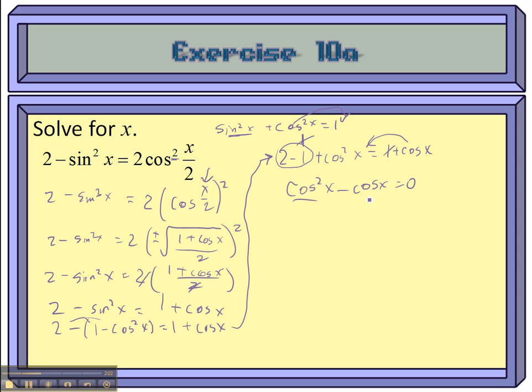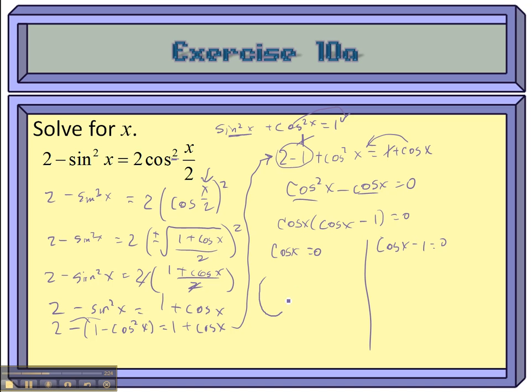Both of these have a factor of cosine, so factor it out. Cosine x, open your parentheses, cosine x minus 1 equals 0. Now set them both equal to 0. Cosine x equals 0 for the first one, and for the second one, cosine x minus 1 equals 0.